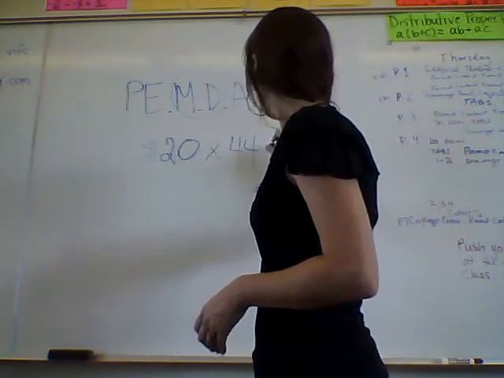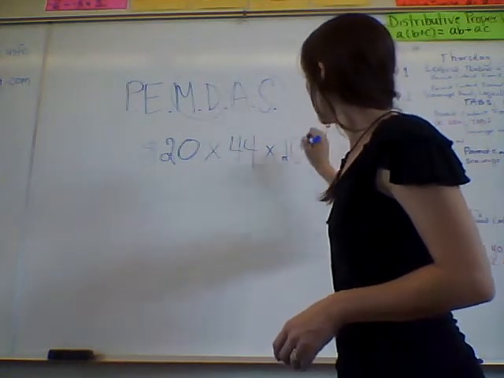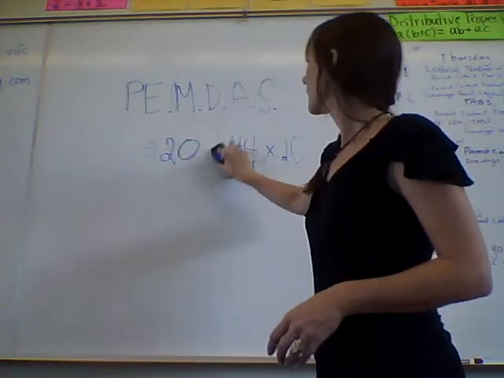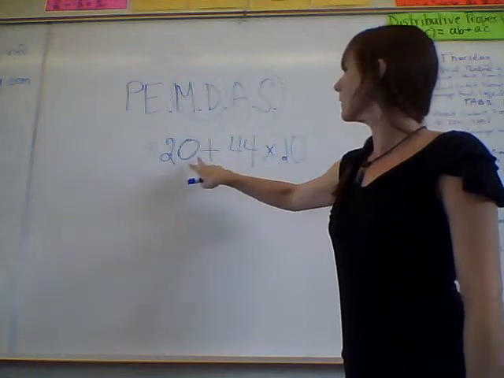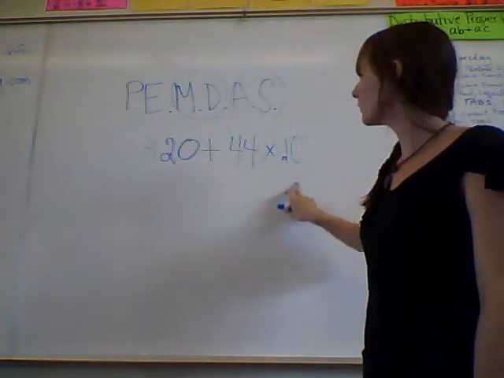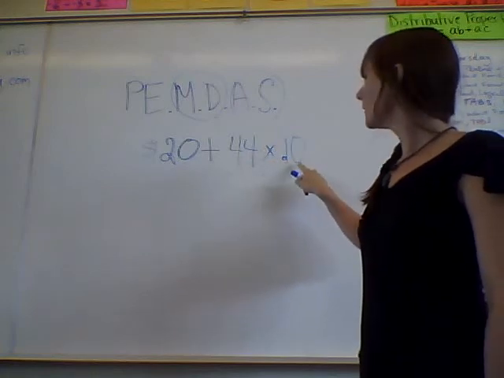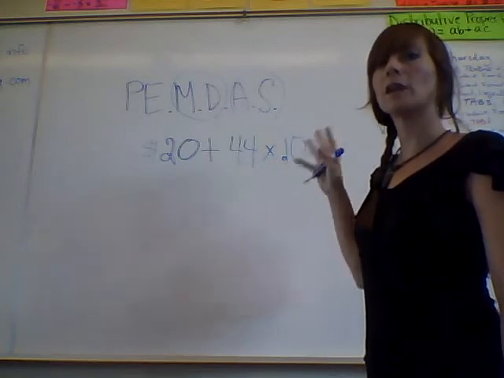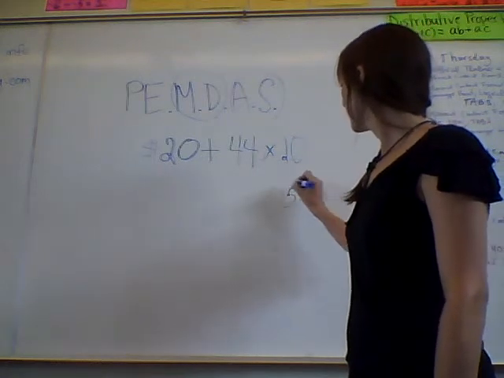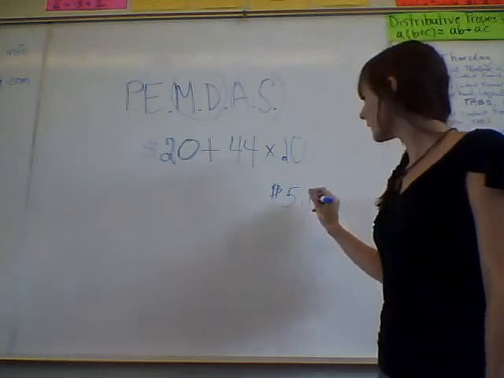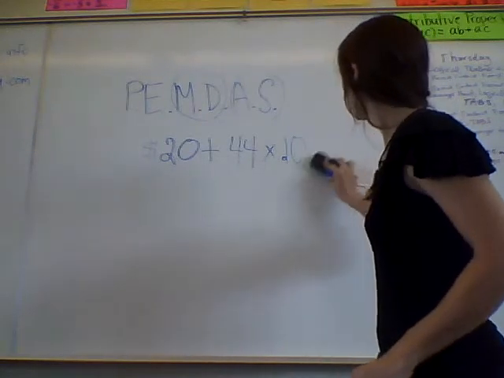44 times 0.10. Okay, and this is actually a plus, because $20 is the flat fee. And you're adding that to the product of 44 times 10 cents. Okay, 0.10 represents 10 cents. Think about it like you were writing money. If you were writing $5.10, the 10 cents is after the decimal, because it's 1/10 of a dollar.